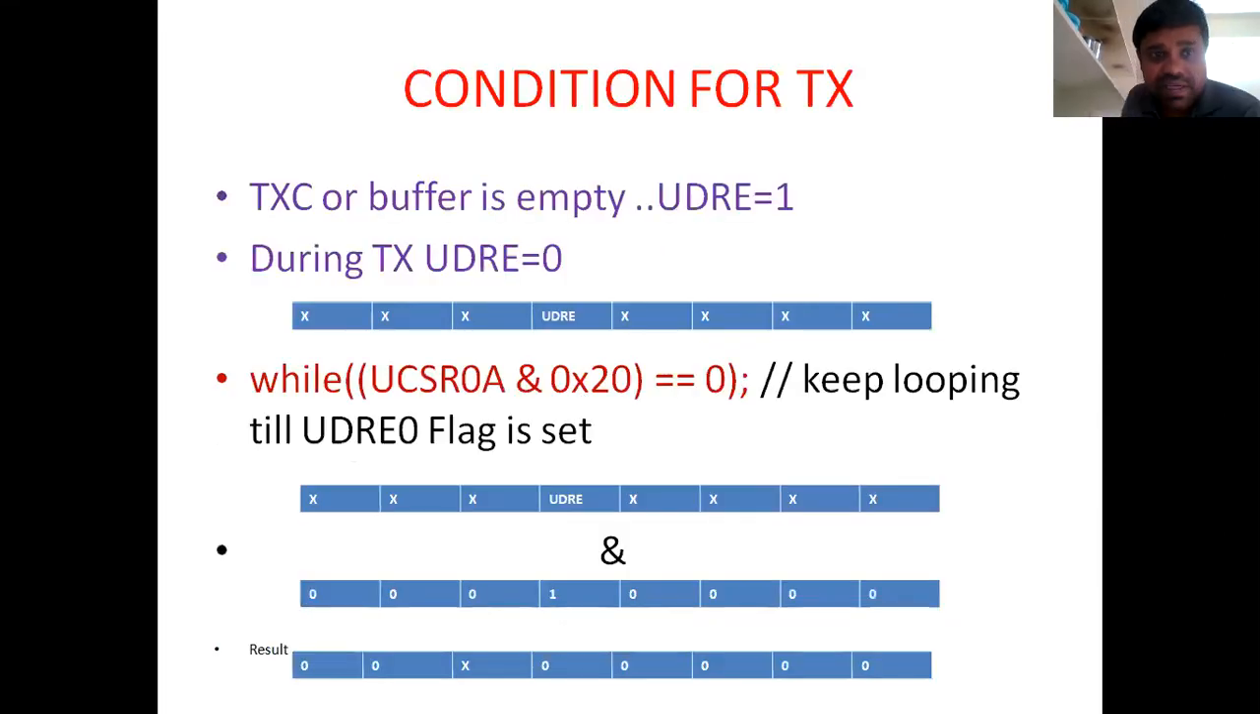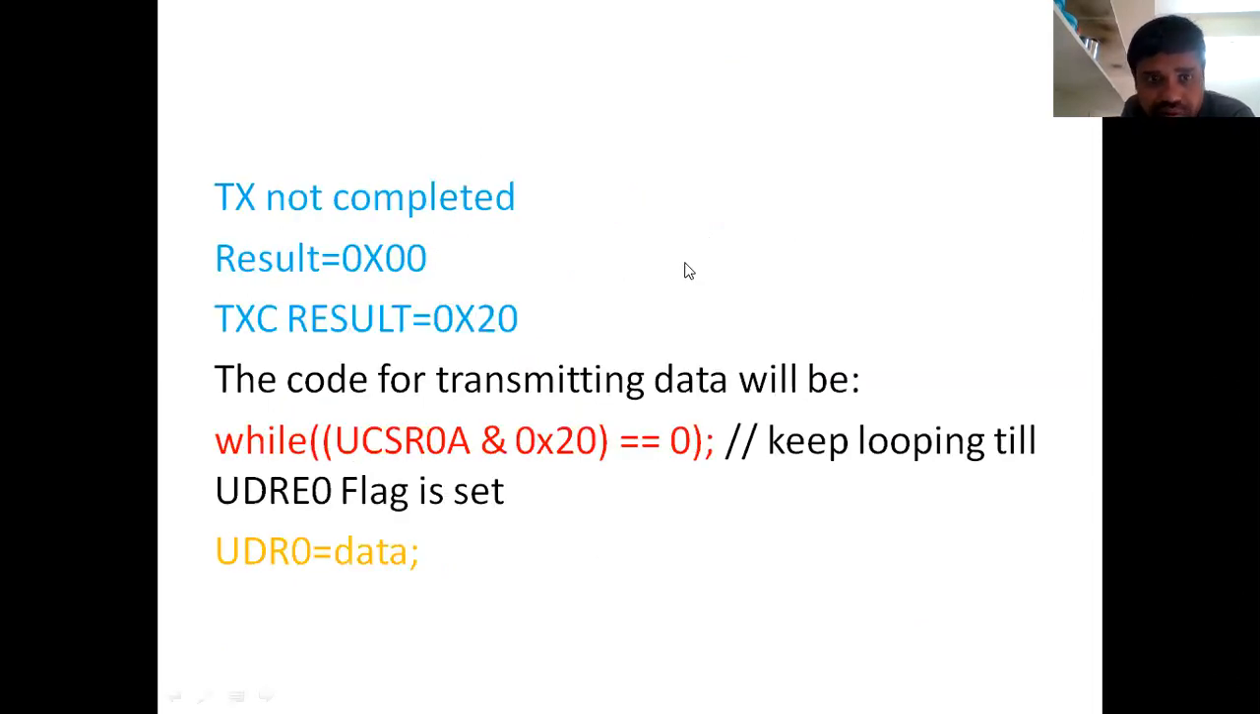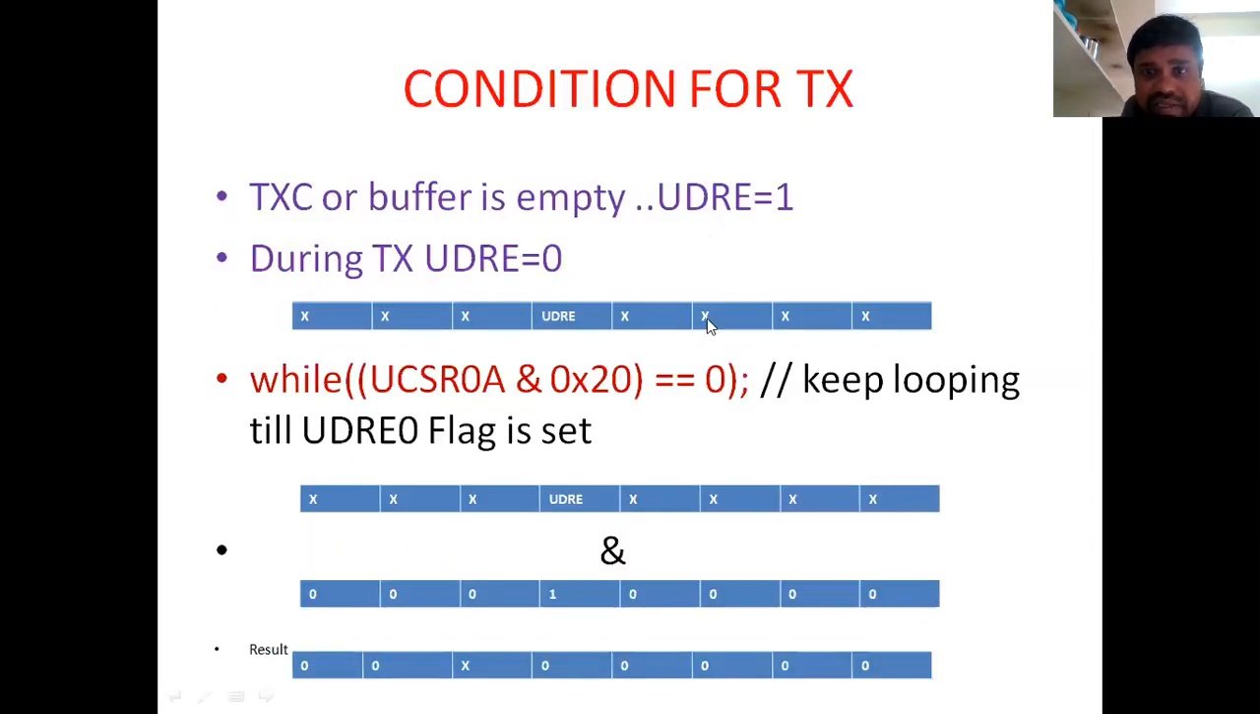You see here, this is the UCSRA register. I am not bothering about all the fields. I am interested in the UDRE bit, that is the fifth bit, the UDR empty bit. I want to monitor whether this bit is 1 or 0. If it is 1, I assume that the buffer is empty. If it is 0, some data is available.